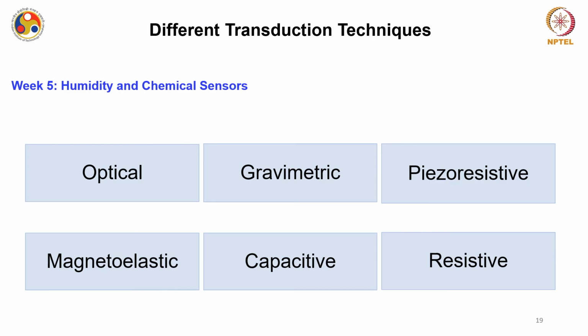We have seen mostly 6 different devices to detect this humidity, including optical devices, gravimetric devices, piezoresistive devices, simple resistive devices also, magnetoelastic devices, and the capacitive devices. And we talked that most of the sensors, in fact more than 85% of humidity sensors that are there in the market, are based on capacitive principle.